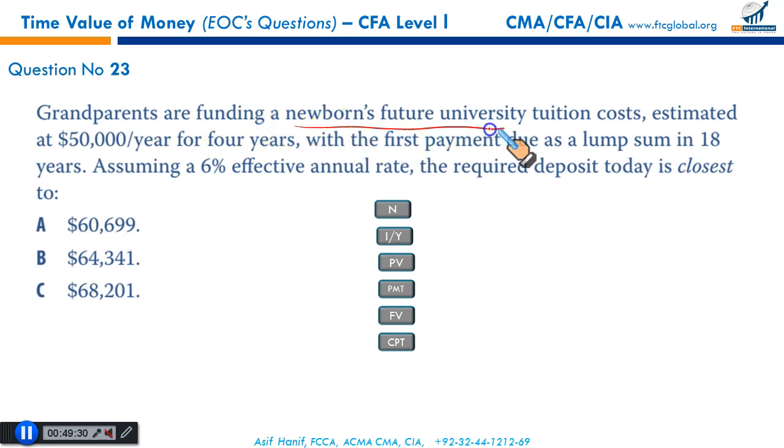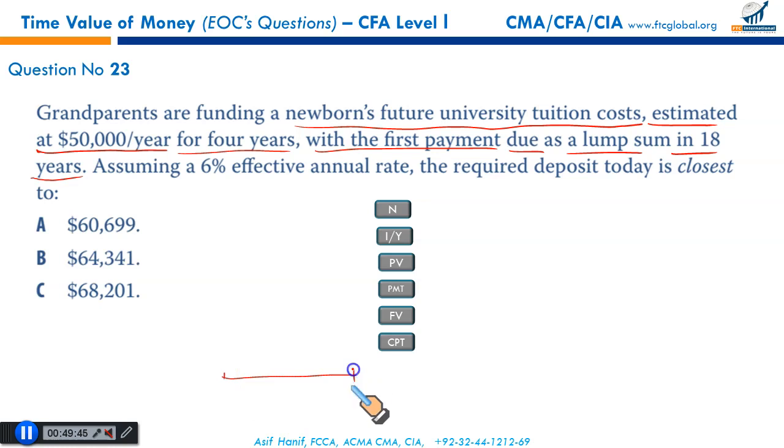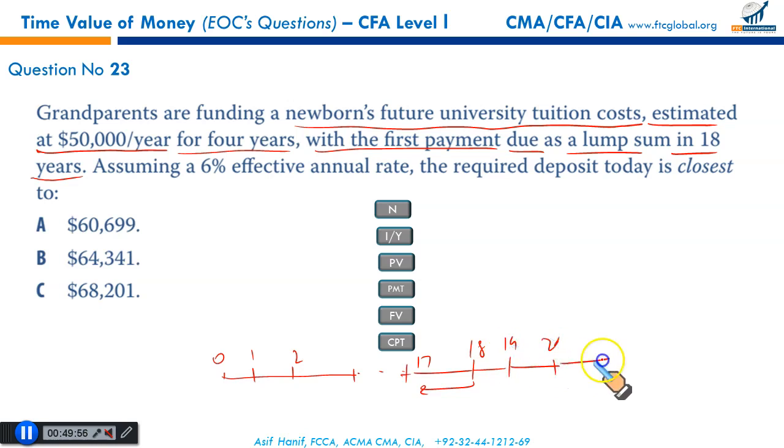Grandparents are funding a newborn's future university tuition cost estimated at $50,000 per year for 4 years, with the first payment due as a lump sum in 18 years from now. So it's going to be something like this. Take a jump from 0, 1, 2, and then 17, 18, because we will calculate the present value at year 17, 18, 19, 20 and 21. Since we need to make these payments of 50k each for year 18, 19, 20, 21, how much should we invest now?